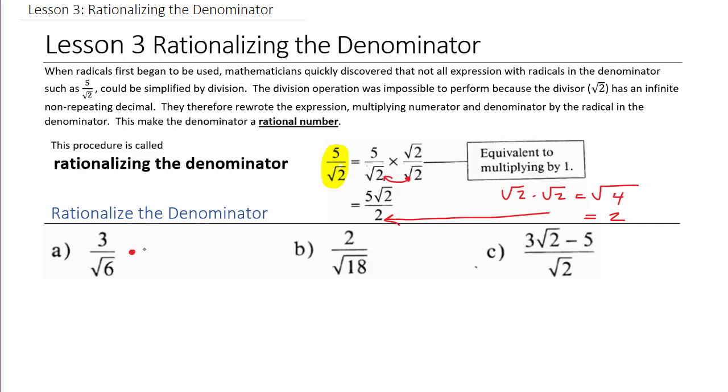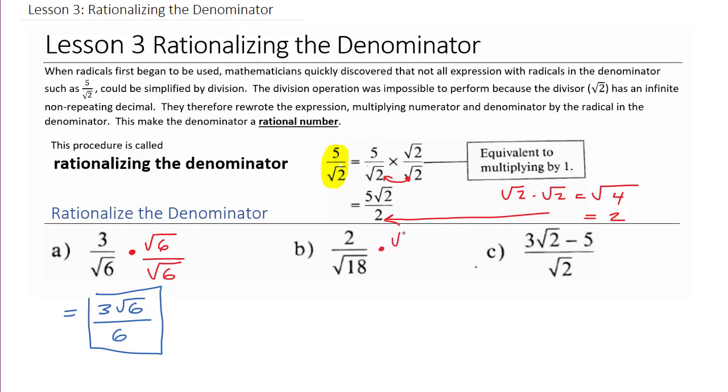So let's do the first one here. I'm going to multiply the top and the bottom, the numerator and denominator, by square root of 6 over 6, which is the same as multiplying by 1. When I do that, on top I have 3 root 6. That's it. On the bottom, root 6 times root 6 is the square root of 36, which is just 6. That's done. So that's called rationalizing the denominator. You made the denominator from an irrational number into a rational number. That's all it takes. Let's do the next one.